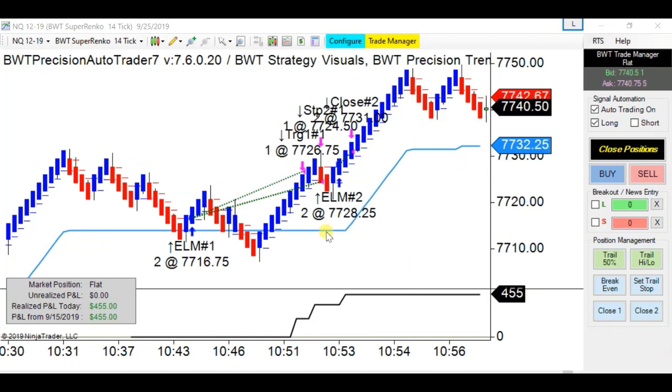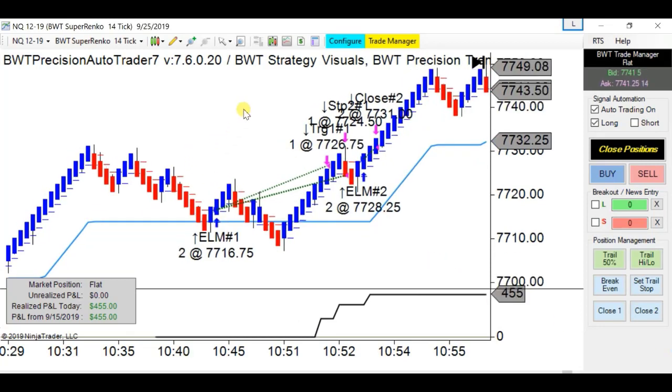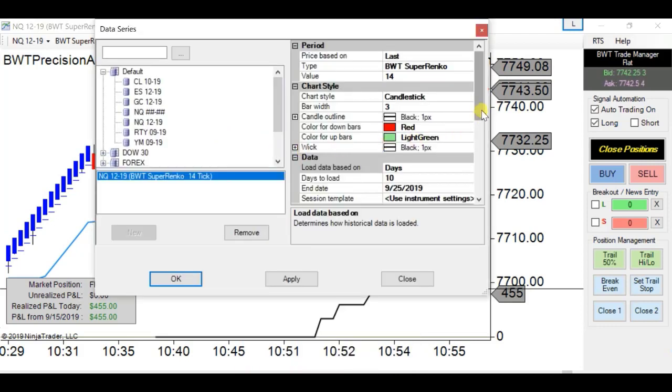All right, so just a quick review of what happened here. If it's okay, I'm just going to take the text off. I don't like the text.